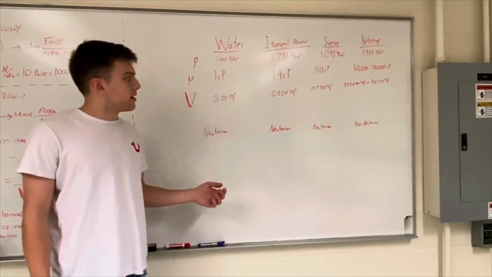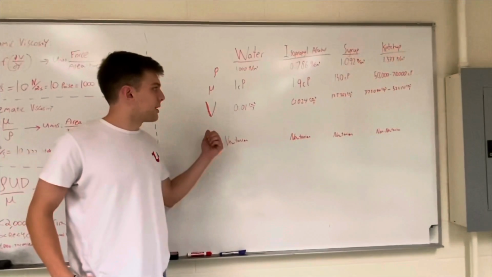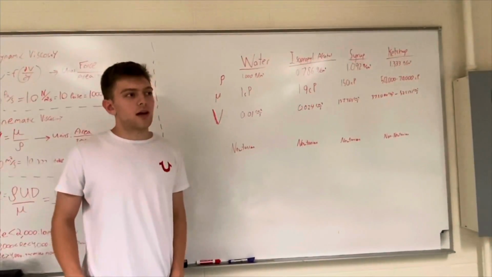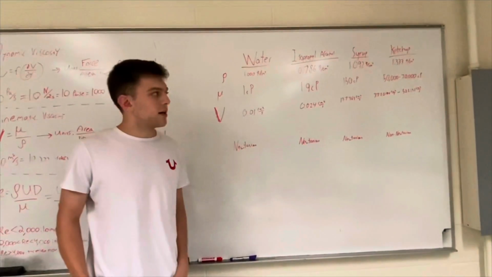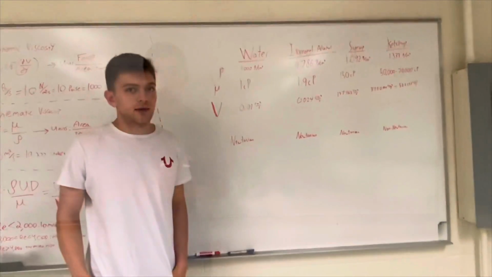Isopropyl alcohol was next in line. It had 0.024 stokes as its unit in kinematic viscosity, which means it was second worst at resisting shear force, meaning that it was second most readily to flow. And again, syrup was next in line with 137 stokes.